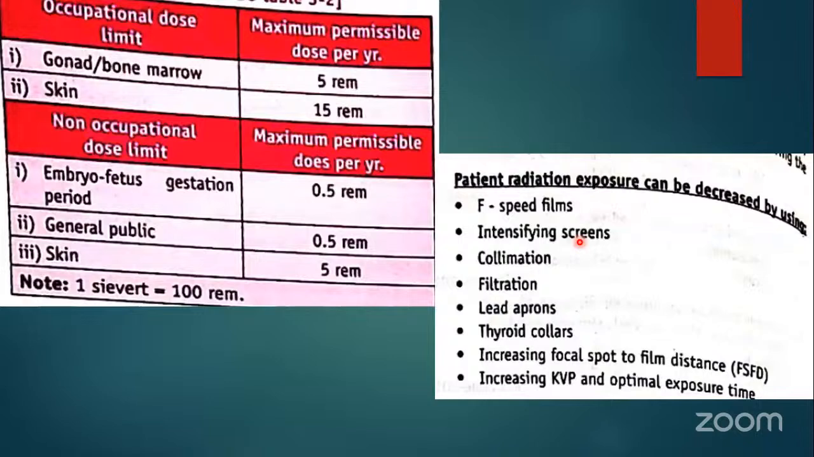And then your filtration, obviously, and your lead aprons, your thyroid collars, increasing the focal spot to film distance and increasing the KVP and the optimal exposure time. So these are the ways in which the radiation exposure can be reduced for the patient.